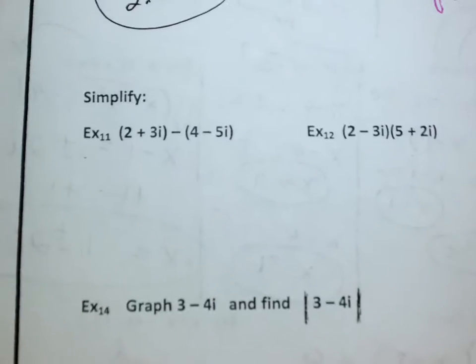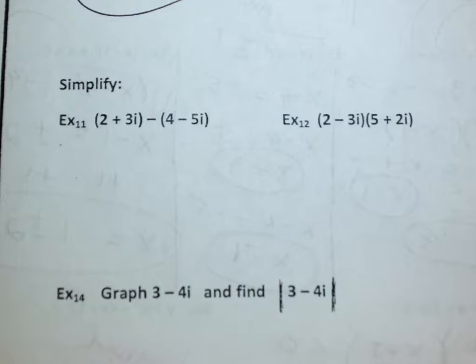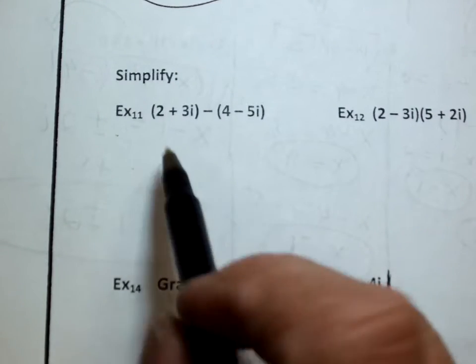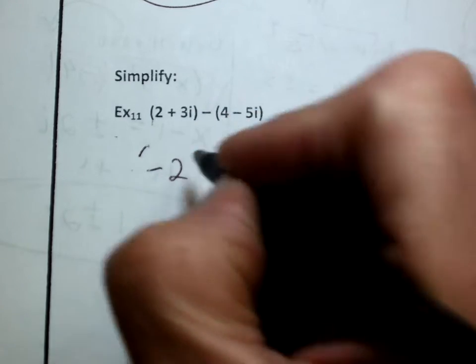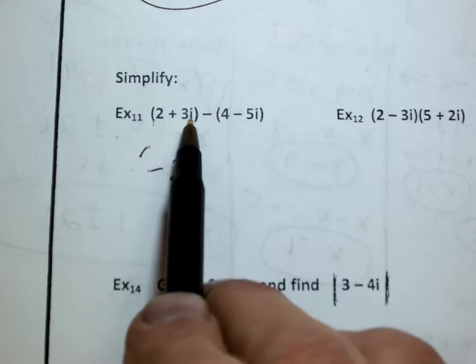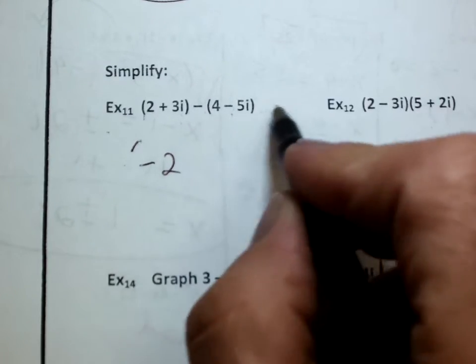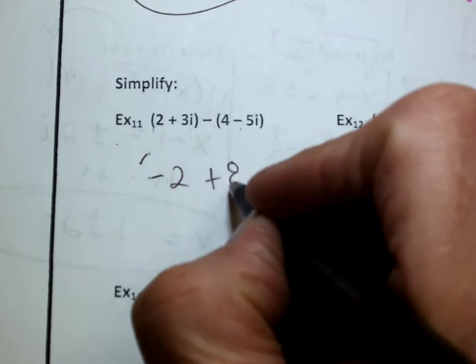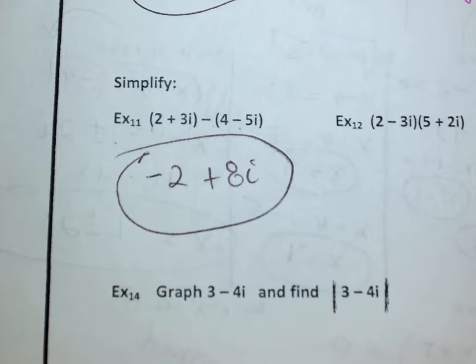Example 7. We're just going to subtract. Put reals with reals, imaginaries with imaginaries. 2 minus 4 is a negative 2, and 3i minus a minus, a double negative, is going to be plus to add, so I get a positive 8i. So I'm just subtracting reals with reals and imaginaries with imaginaries.